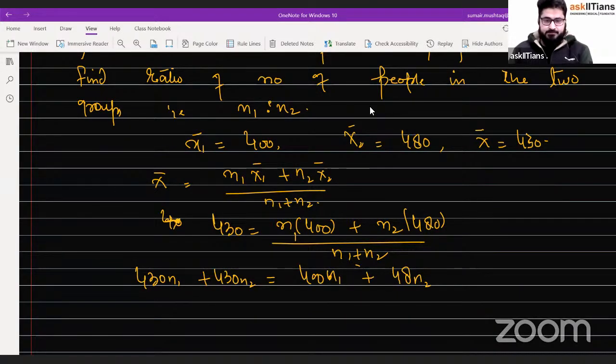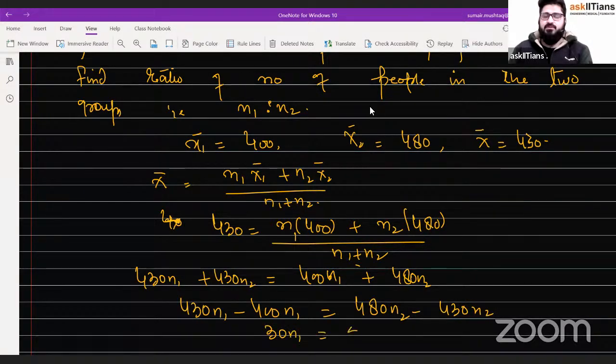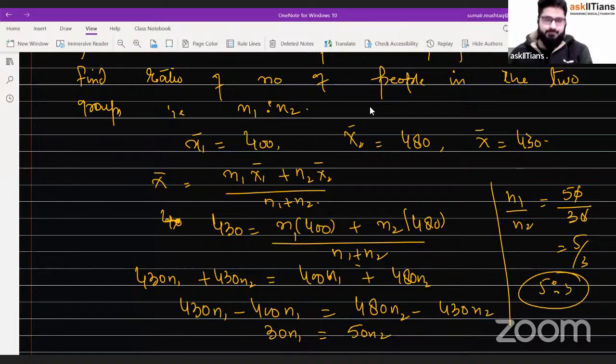Take n1s on one side and n2s on the other side. This is 480 n1 minus 400 n1... sorry, 430 n1 minus 400 n1 is equal to 480 n2 minus 430 n2. This is 30 n1 is equal to 50 n2. So I will write n1 over n2 is equal to 50 divided by 30. This is 5 by 3. This is 5:3. Simple.